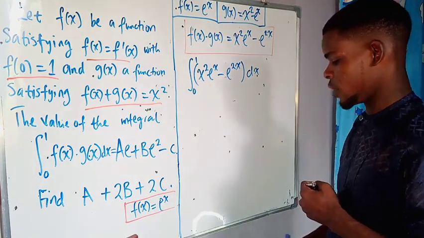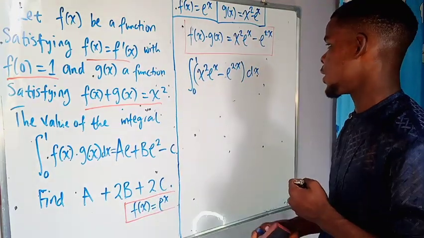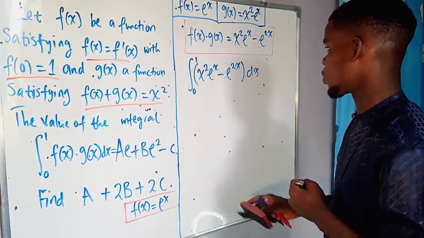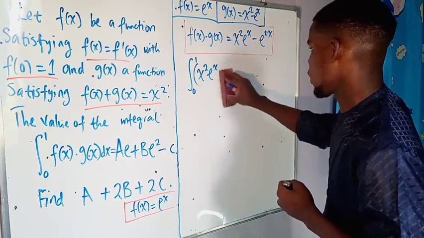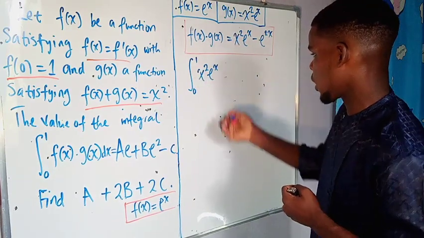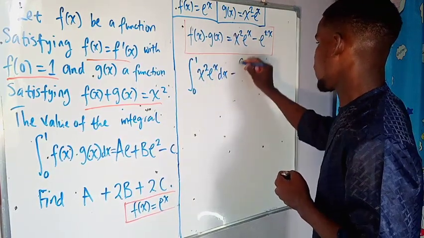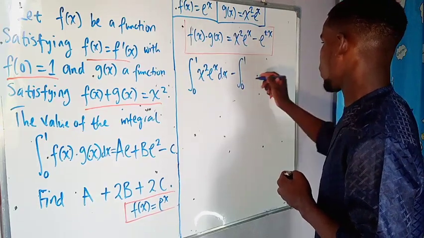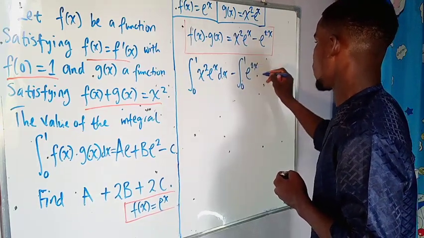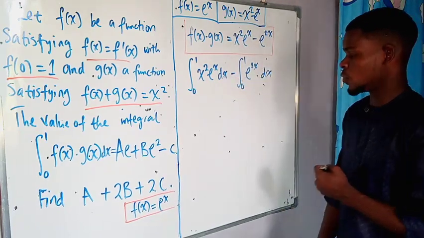We can split this integral, right, given that the integral of the difference of two functions is the difference of the integral of those two functions. So maybe I can rewrite this as the integral of this part, right? Let me just split this thing at once. The integral of this part over the x variable minus the integral from 0 to 1 of the second part, which is e to the power 2x over the x variable, right? This negative sign is from the difference between those two functions.